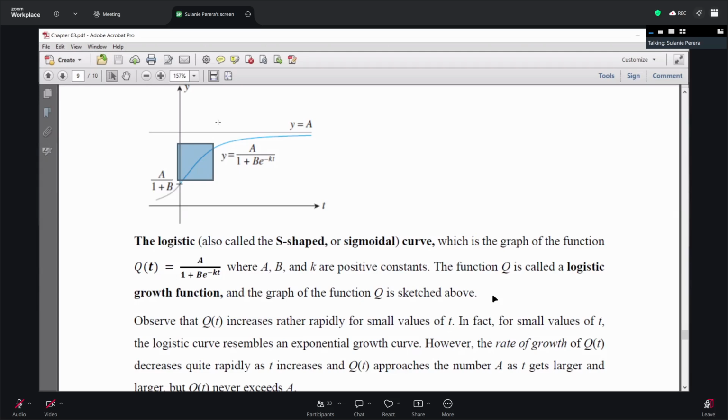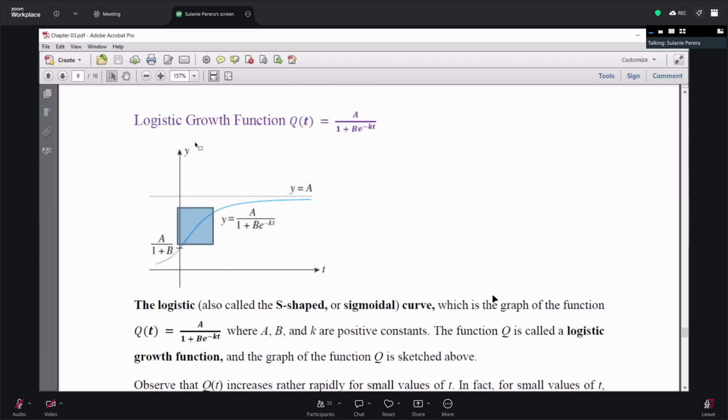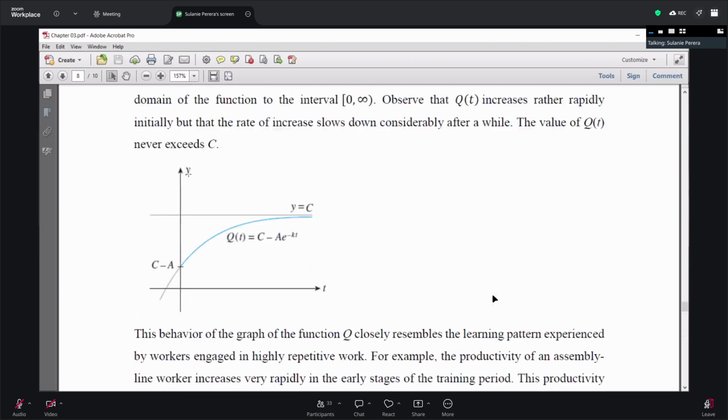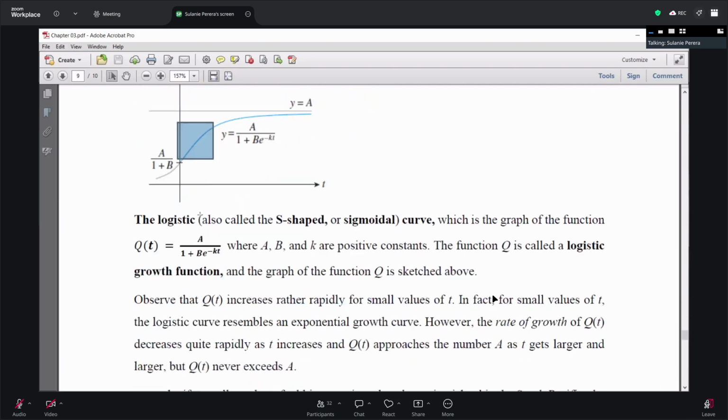However, the rate of growth decreases quite rapidly as t increases and Qt approaches A as t gets larger and larger, but Qt never exceeds A. So just like this learning curve, right? At the beginning, it increases rather rapidly, but with time, the rate of increase slows down. With time, rate of growth decreases. So still it increases, but at a decreasing rate, not as fast as initially.